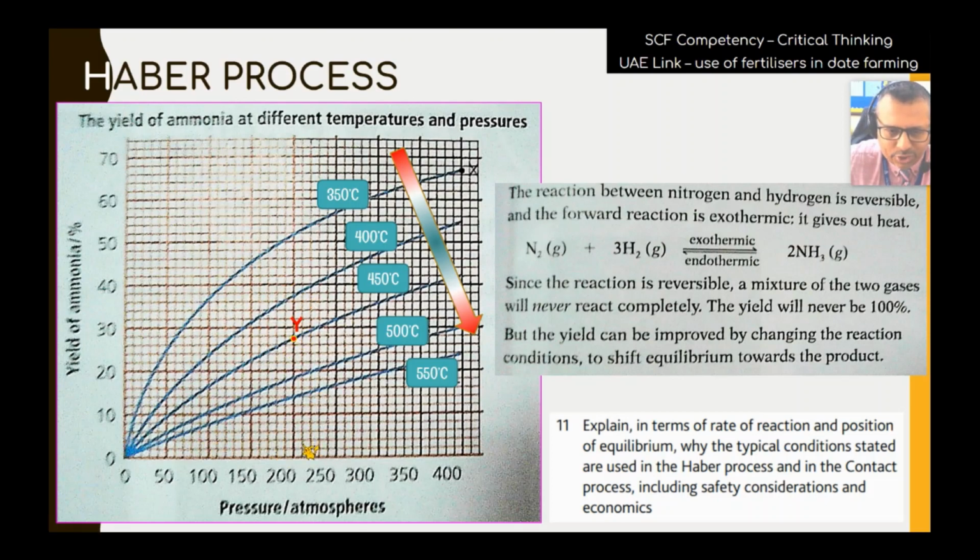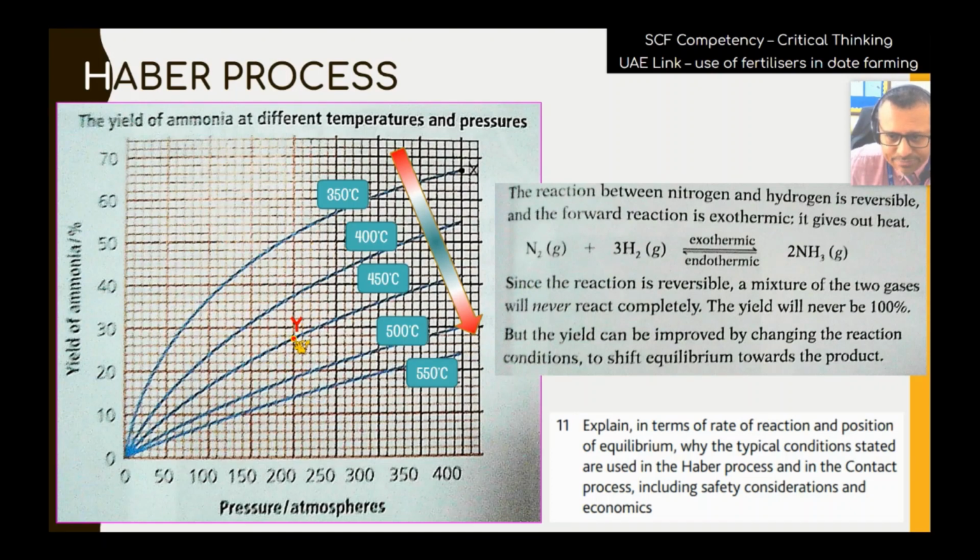Now, what about the pressure? You'll notice that whatever temperature we choose, if you increase the pressure, you increase your yield. So a higher pressure always gives you a higher yield. That's why these are all going towards the top right hand side. So it's pretty clear that if you raise your pressure, you are going to make a higher yield.